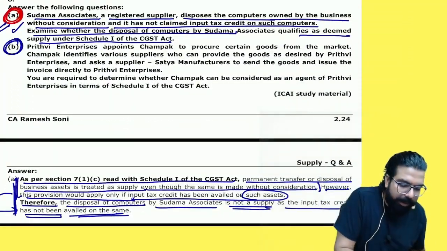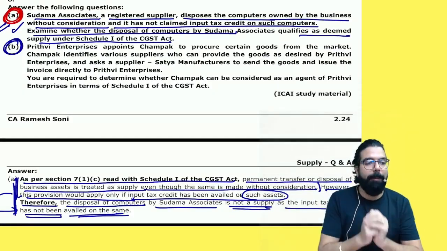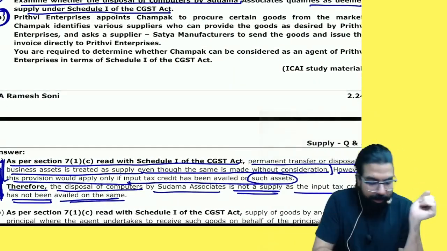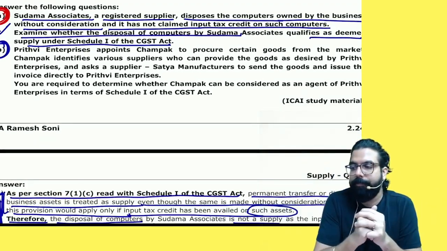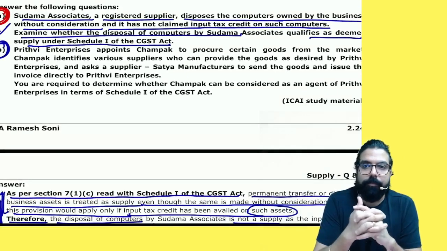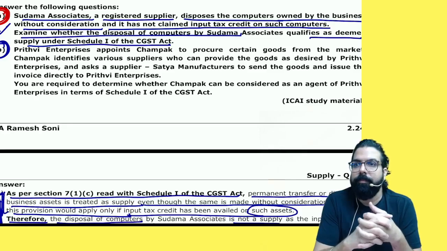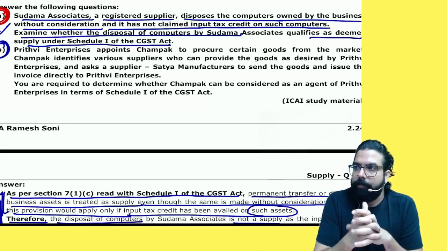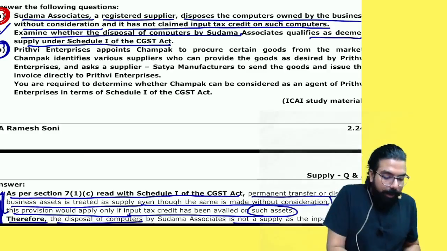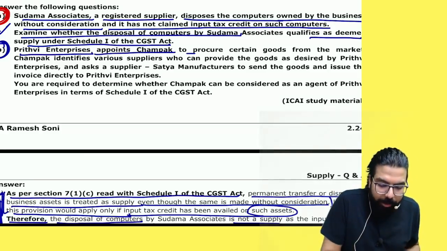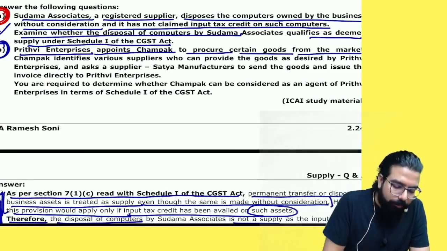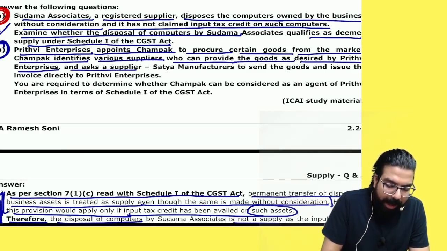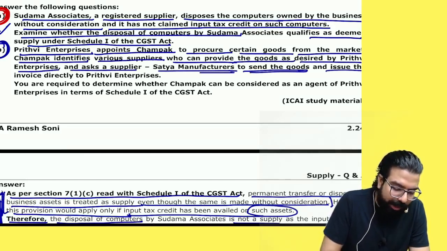Here. Read B point. Read the question number B, Array 8B, page number 2.24. Read. Done. Tell me. Prithvi Enterprises appoints whom? Champak to procure certain goods. Champak identifies various suppliers who can provide the goods as desired by Prithvi Enterprise and asks Satya manufacturer to send the goods and issue the invoice directly to Prithvi.